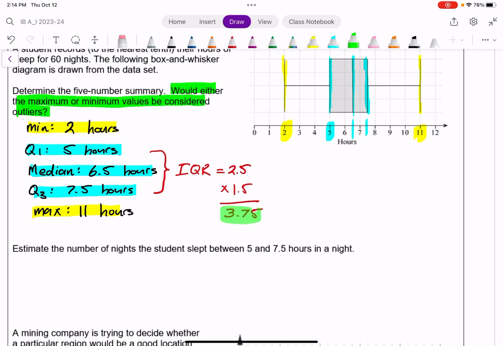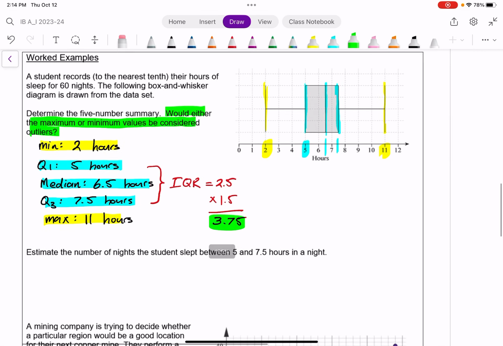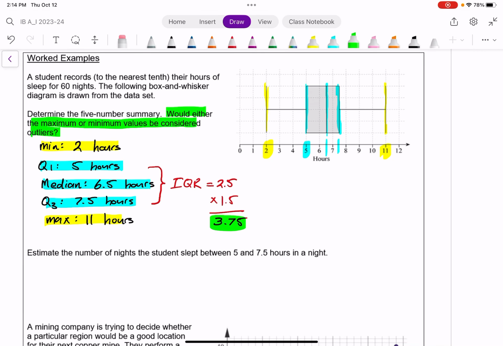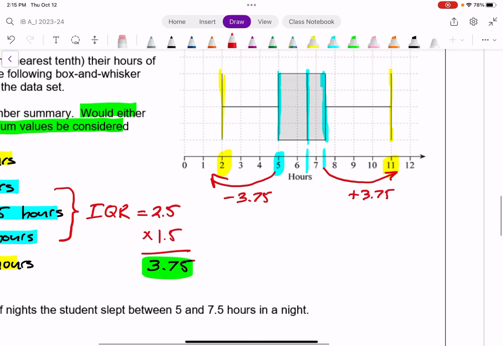So if there are any outliers in this data set, there should be a value that is at least 3.75 up from Q3 or down from Q1. So if there are values in this data set that have this characteristic, they are considered outliers. Well, let's look at this in more detail. Remember, this third quartile was at 7.5. If I add 3.75, I get to more than 11.